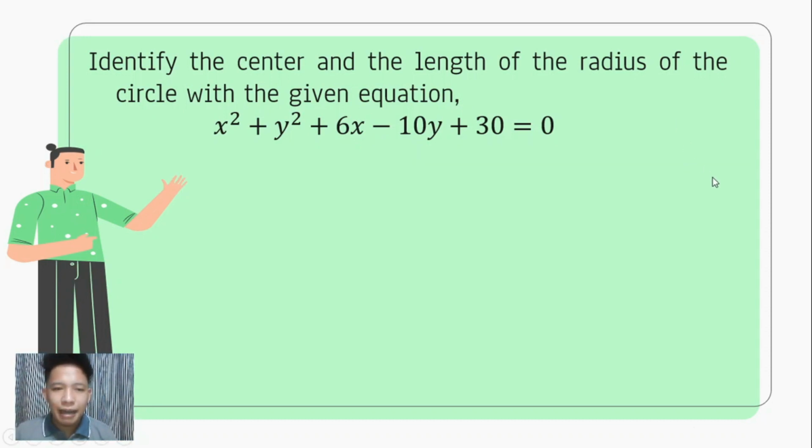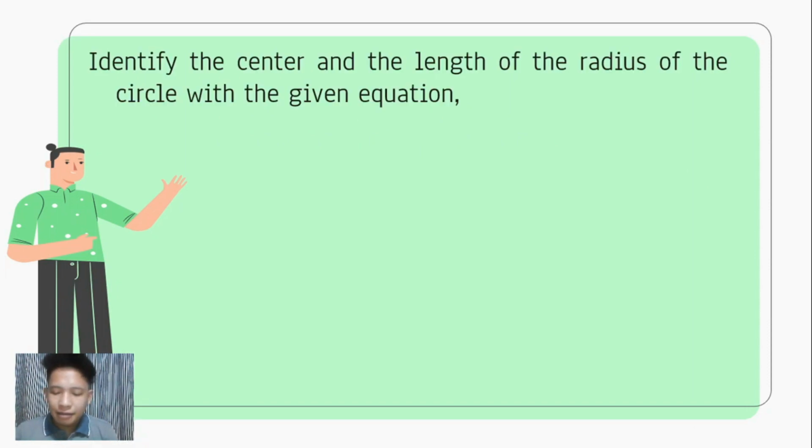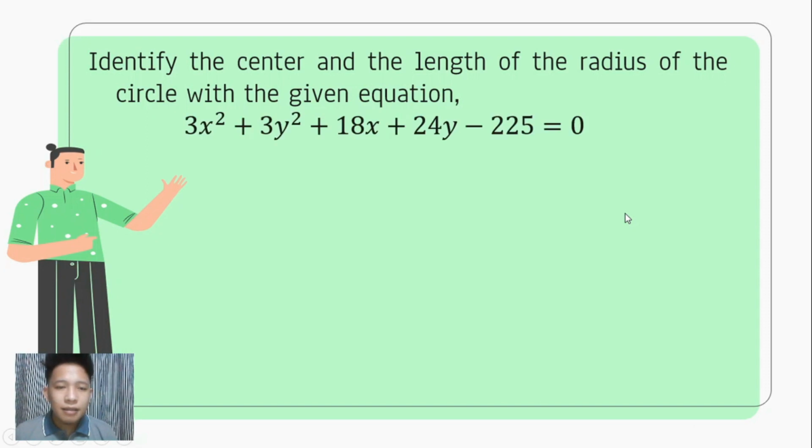Let us now have our next example. So we have now to identify the center of the circle and the length of the radius of the circle, given the equation 3x squared plus 3y squared plus 18x plus 24y minus 225 equals 0.